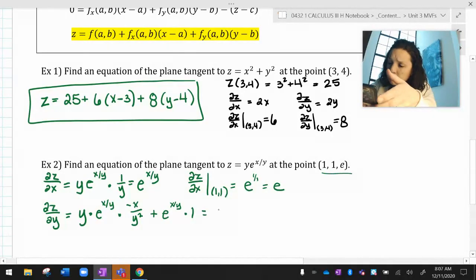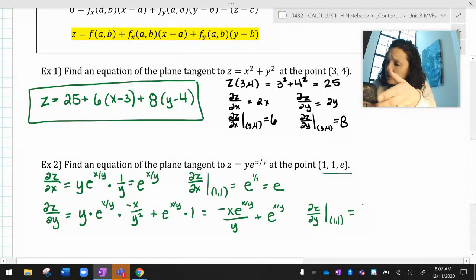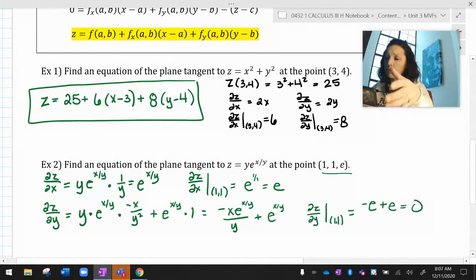And really that's going to be negative x e^(x/y) divided by y plus e^(x/y). And if we evaluate that at (1, 1), I'm going to get negative e plus e equals 0. Wow, that was a lot of work for a 0, but I don't mind zeros, so I'll take it. All right, so I have my derivative with respect to x.